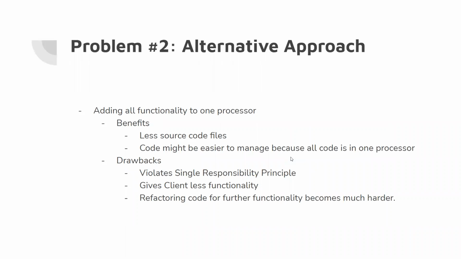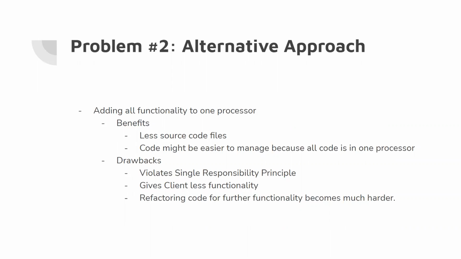Now, what was an alternative approach? We could add all the functionality to one processor, so the extraction processor could just be a general processor. However, this is very naive in hindsight. The benefit, obviously, is that there are fewer code files and it might be easier to manage because all the code is in one processor. However, this violates the single responsibility principle. It gives the client less functionality because they might not be able to decide what order they want everything in.